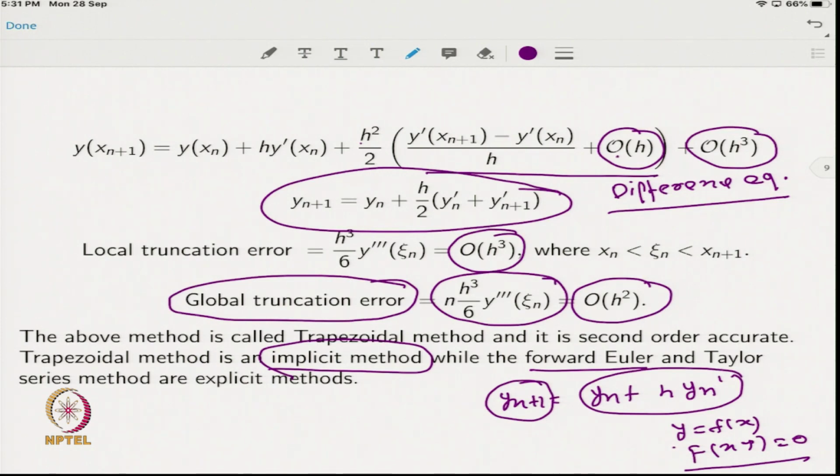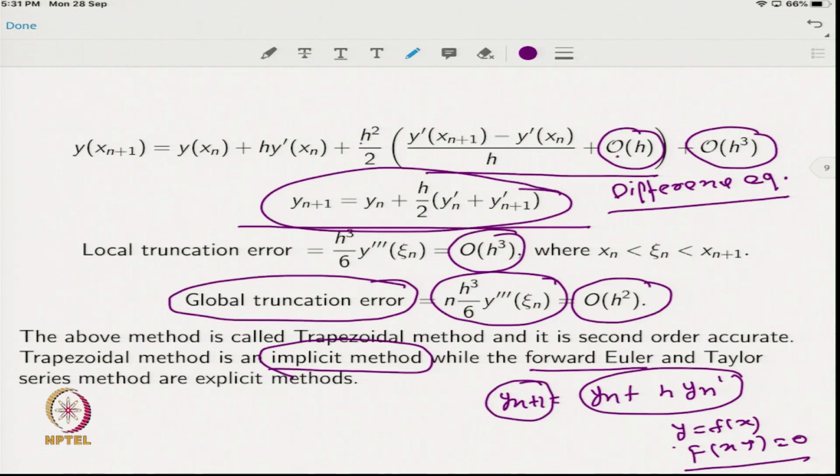So, the same thing goes here. y_{n+1} you can write explicitly in terms of y_n, while in the case of the trapezoidal method, in which I use the following difference equation, the y_{n+1} term is also involved on the right hand side. That is why this method is called an implicit method. Okay. Contrary to the forward Euler method, which is an explicit method.